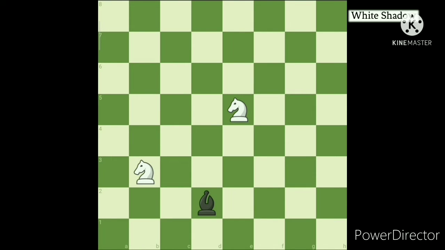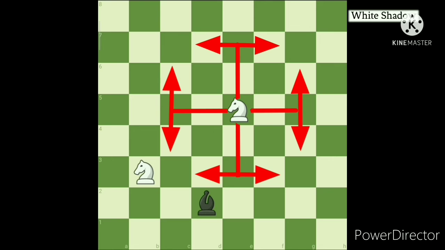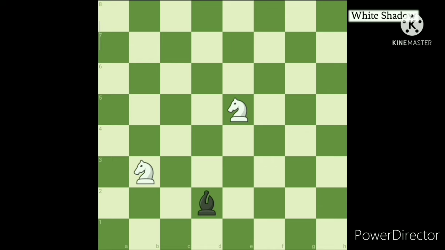Now we will see how does a knight moves. Knight can move in shape of L and can move in any direction, and it can attack any piece that lies on the end square of the L. Now let's see how. And there are two knights on both the sides.